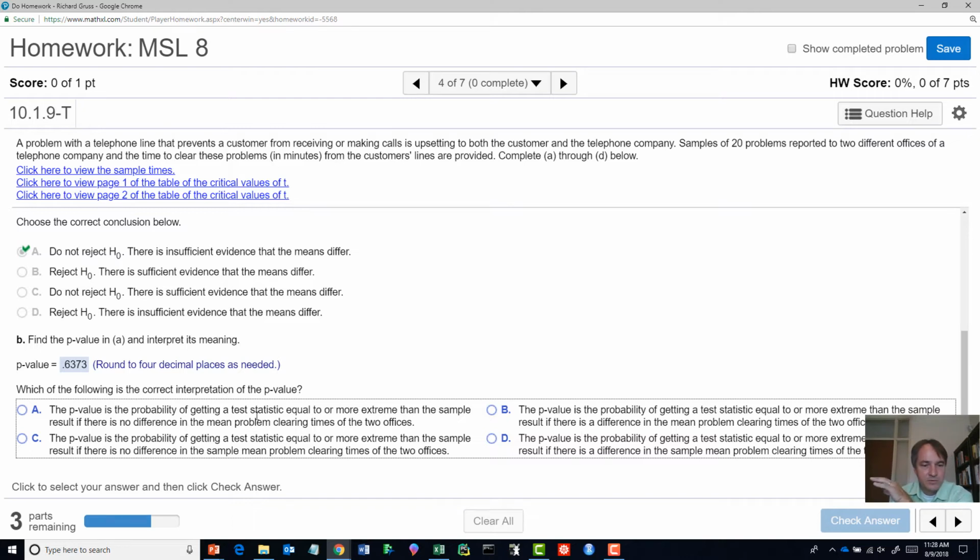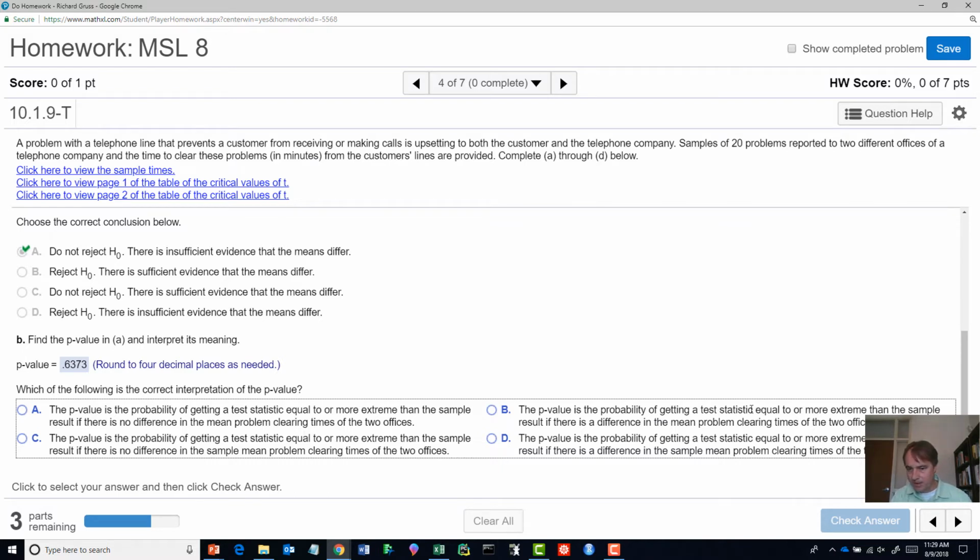Okay, so what's the difference between these? So we got the probability of getting a test statistic equal to or more extreme than the sample result if there's no difference in the mean problem clearing times of the two offices. Okay, well, the difference between that and the next one, down here at C, is this is saying no difference in the sample mean. Well, remember that our hypotheses are about the population mean, so C is clearly wrong.